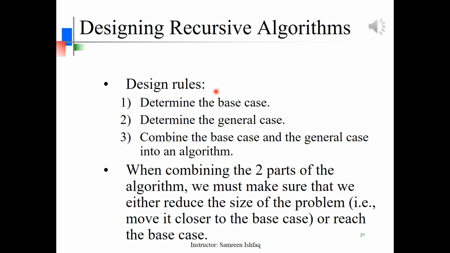To design a recursive algorithm, you need to remember these design rules. Number one, determine the base case. You must have a base case or a stopping condition. If not, then your algorithm will run infinitely. And second, determine the general case that either solves the problem or simplifies the problem, and combine the base case and the general case into an algorithm. When combining the two parts of the algorithm, we must make sure that we either reduce the size of the problem or move it closer toward the base case, or reach the base case.